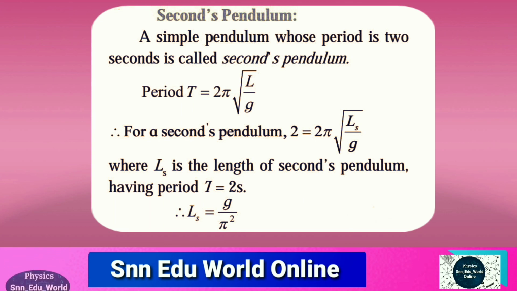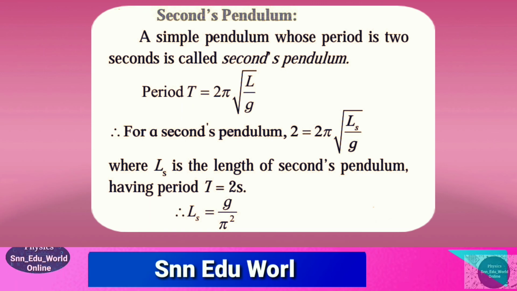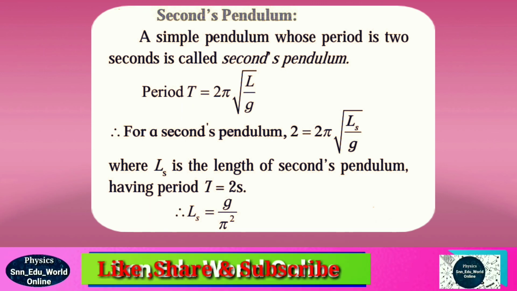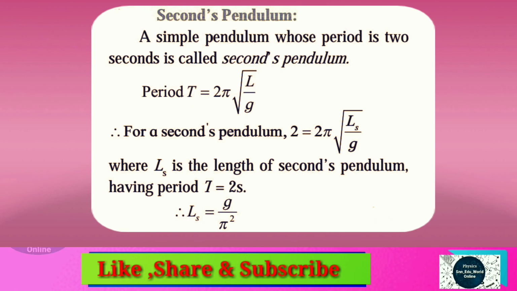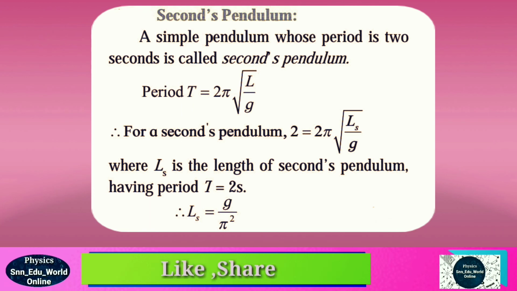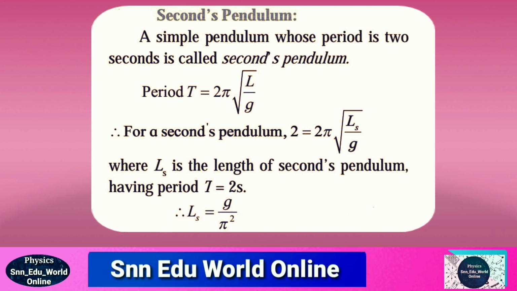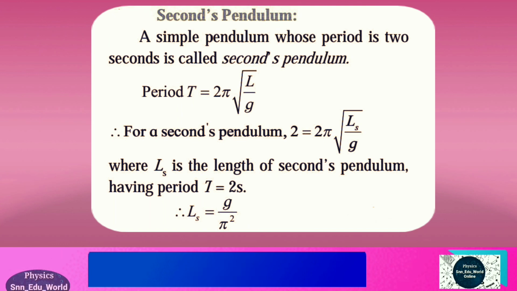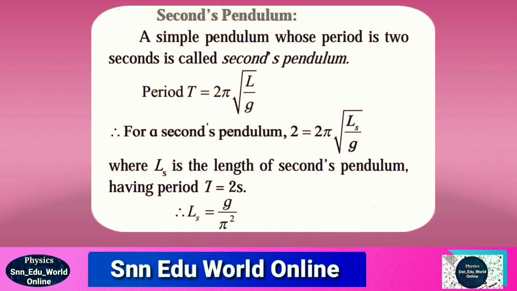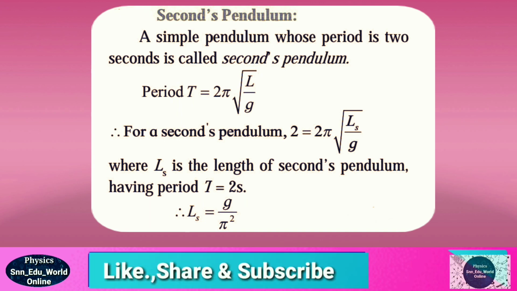According to the formula, time period T = 2π√(L/g). Now for the seconds pendulum, the time period is 2. So substitute 2 = 2π√(L/g), and the length is converted to Ls. Now solve this. Finally we get Ls = g divided by π². That means the length of the pendulum depends only on the value of g divided by π², so we can find the length of the seconds pendulum.